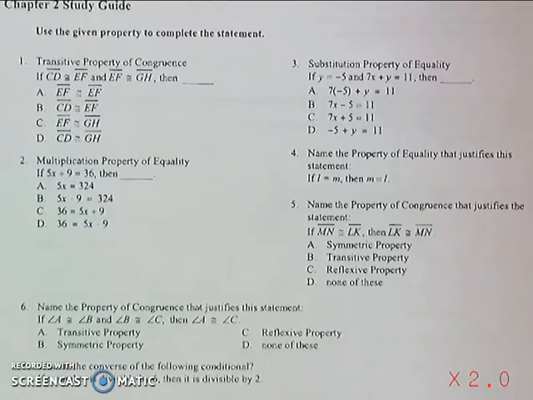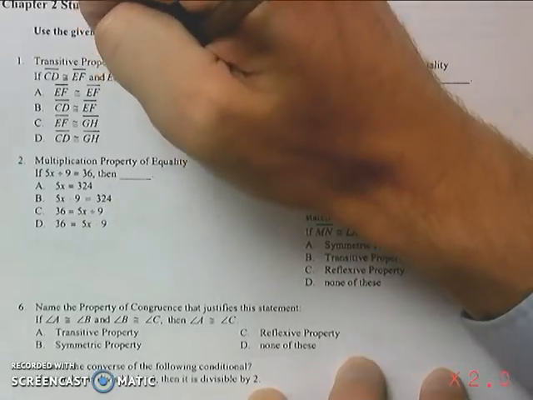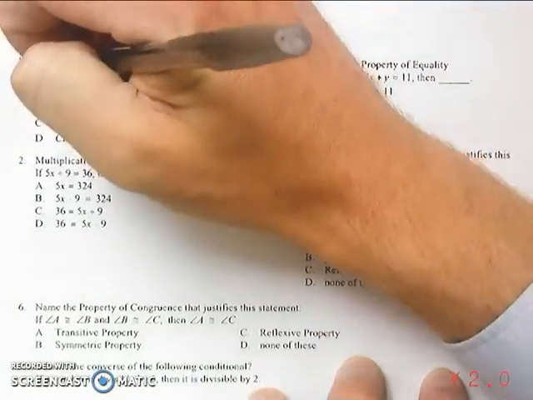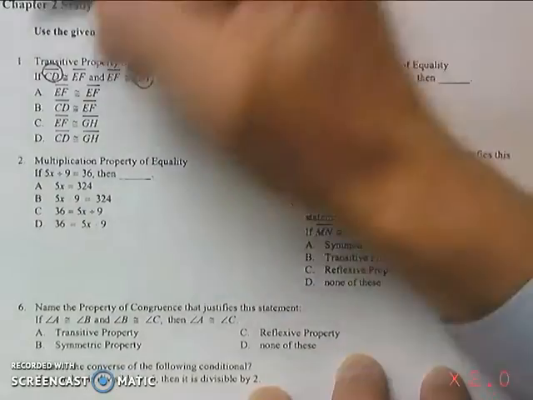So, first one, transitive property of congruence, CD equals EF, EF equals GH. So basically we want to tie in the two that are not related, so that would be those two, CD and GH, and so our answer is going to be D.